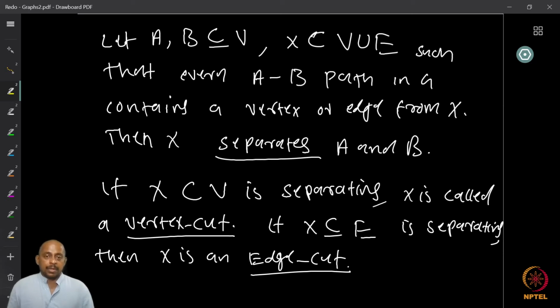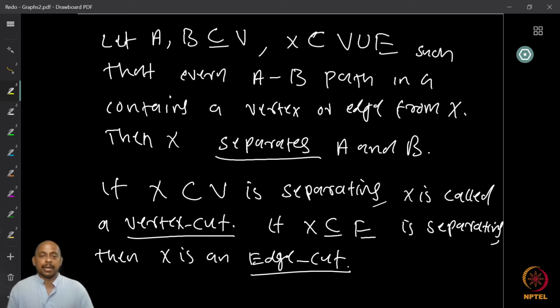Now a couple more definitions. If A and B are subsets of the vertex set V, and X is a subset of the vertex set union edge set, so X is some vertices and edges. Now if A, B and X have this property that every AB path in the graph G contains a vertex or edge from the set X, then if I remove X, A and B are basically disconnected. So we can call X a separating set.